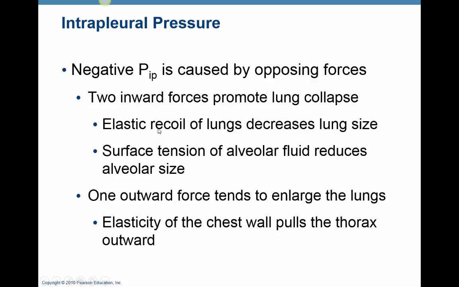Surface tension, we already talked about, is on the inside of the alveolar walls, and that fluid that lines the alveoli causes a water droplet to want to form, and that pulls the alveoli inward. So that's another inward force acting on the lungs, causing the lungs to shrink in size. But as we expand the chest wall, when we work the muscles of inspiration, the chest wall goes with the thorax, which is the rib cage, and that's an outward force. So the elasticity of the chest wall pulling on that parietal pleura is going to pull the lungs outward. So the two inward forces, elastic recoil and surface tension, are opposed by the elasticity of the chest wall pulling the thorax outward.